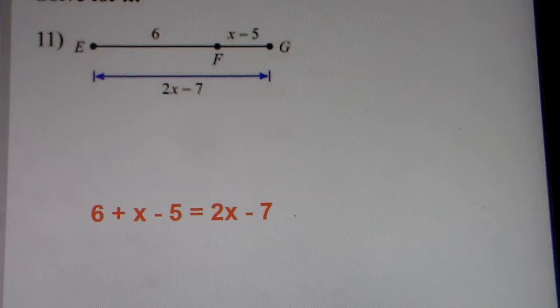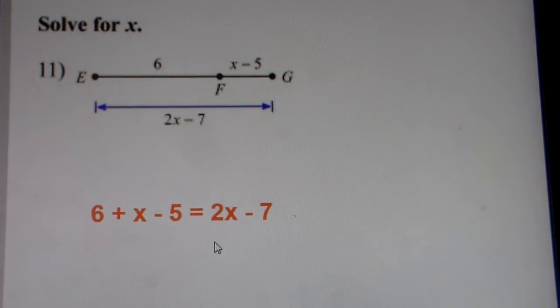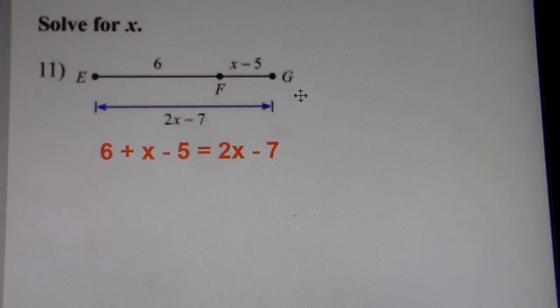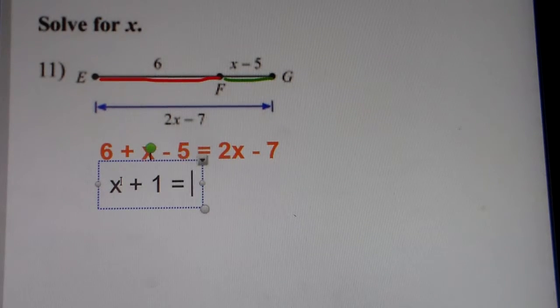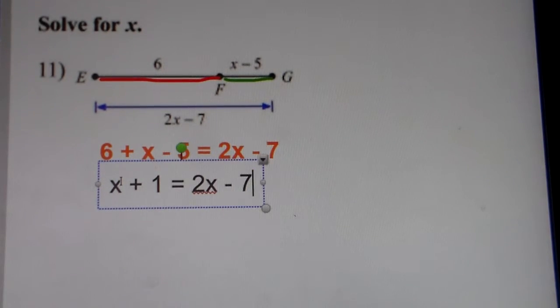Number 11 here. We have small plus small equals big. And what we know about small plus small equals big is that this small piece, EF, that I highlight here in red, plus this little FG piece, those two pieces together add to 2x minus 7. So we have 6 plus x minus 5 equals 2x minus 7. We then combine like terms. So negative 5 plus 6 gets you positive 1, so x plus 1 equals 2x minus 7.